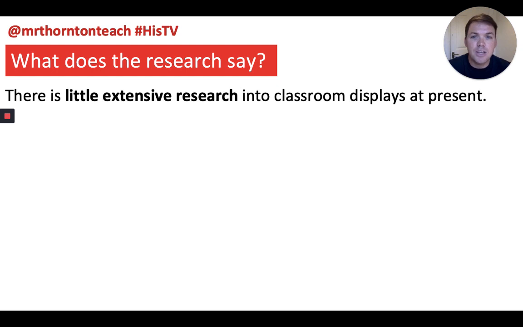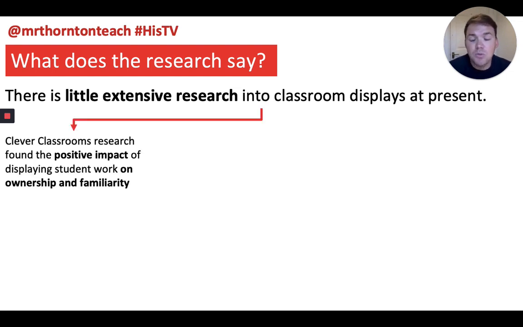Now, having a little delve into this, there's actually little extensive research into classroom displays at present. There have been some small studies, and some findings from, for example, the Clever Classrooms project that Salford University has done. But there isn't a great deal out there, and I think one of the things we can do is apply dual coding theory and cognitive load theory to help us think about classroom displays. So I'm going to quickly talk through some of the key points here.